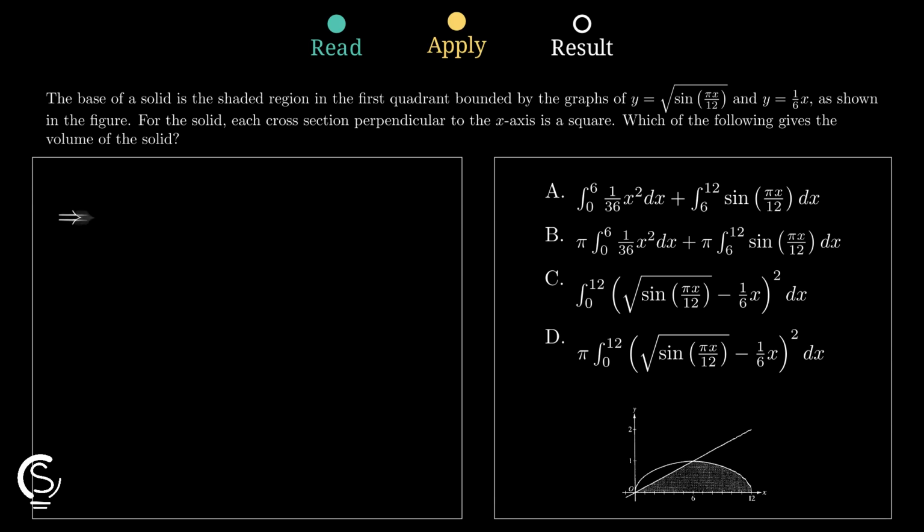Since the cross-sections are squares, we square that side length to find the area of each slice before integrating across the entire interval from 0 to 12 along the axis.